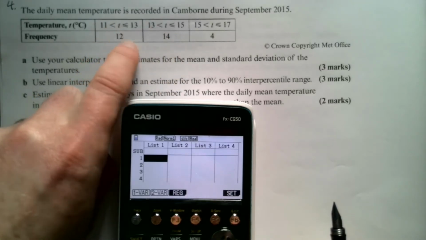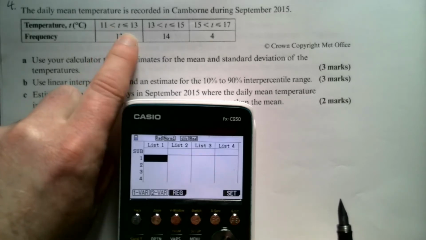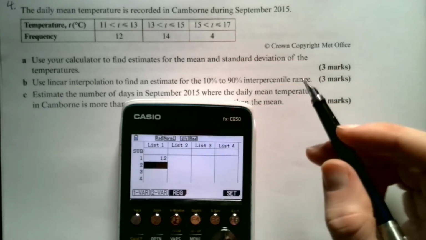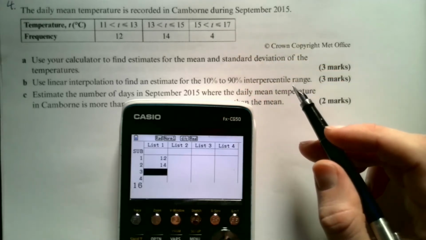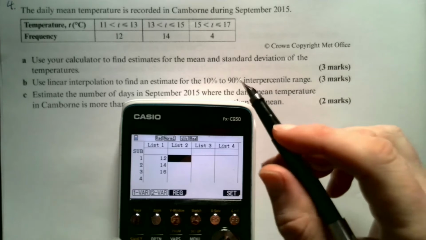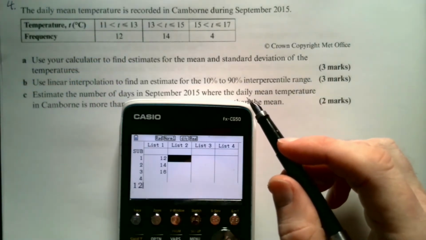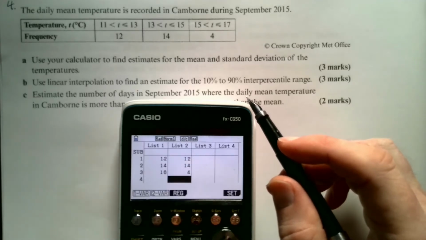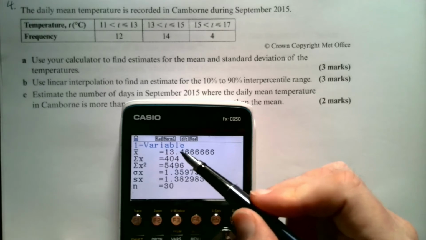It's an estimate because we don't know the real temperatures. We know that there were 12 between 11 and 13, so we take the midpoint as being our number. We take the midpoint of 13 and 15 as being 14, and the midpoint of 15 and 17 as being 16. Then we go across to the other side, and now we put the frequencies in here. So it's 12, 14 and 4. And then it was the 1-Var that we wanted, wasn't it? If we hit that, the x bar, that is the mean.